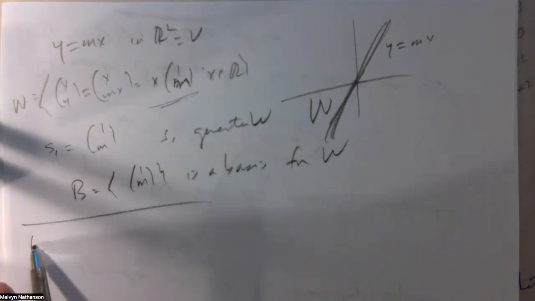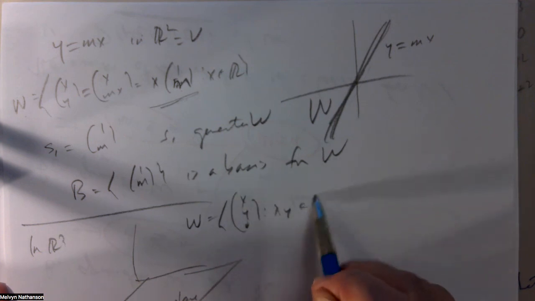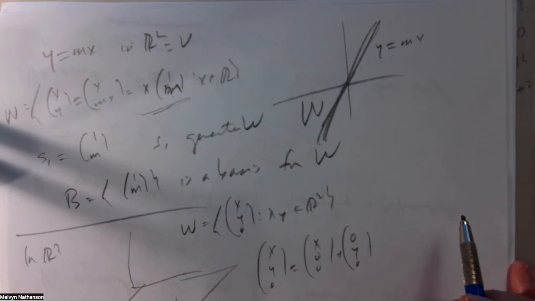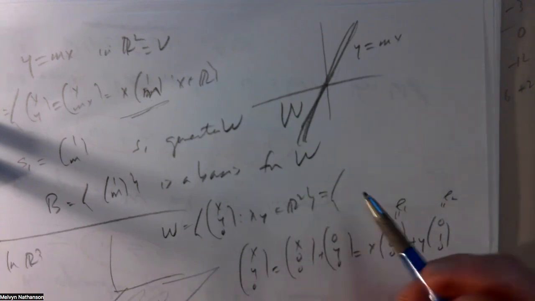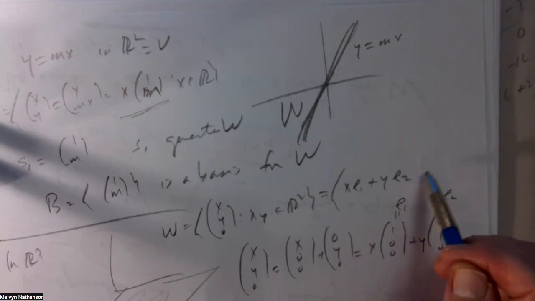Suppose we're in R3. And in R3, we look at the XY plane. So this is all vectors with z equals 0. So this plane, let me call this W, it's all vectors (x, y, 0) for any x and y. But I can write (x, y, 0) as (x, 0, 0) plus (0, y, 0). And I can write that as x times (1, 0, 0) and y times (0, 1, 0). Then we call this vector E1 and this vector E2. So this XY plane is the set of all scalar multiples of E1 and E2.